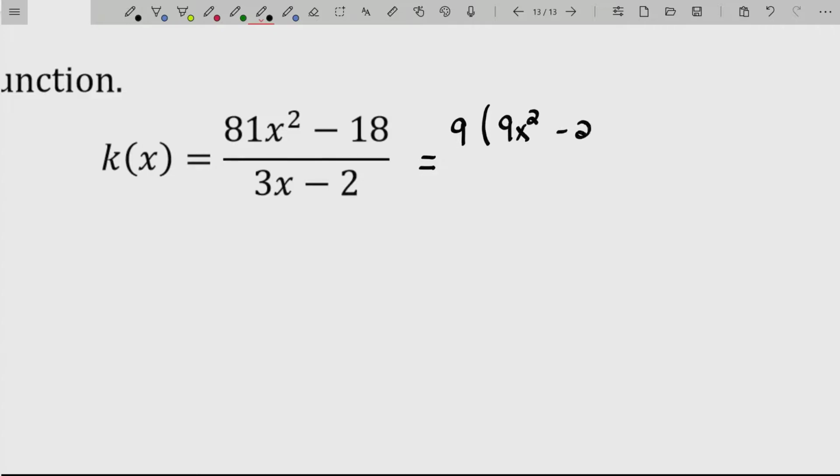9x squared minus 2. In the denominator, there's not much I can do: 3x minus 2. Now, that's pretty much factored.